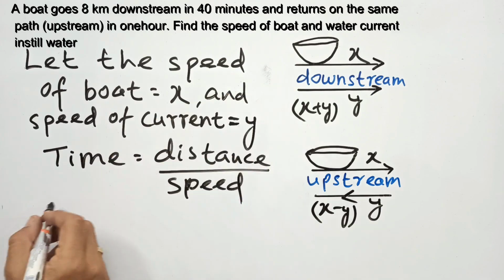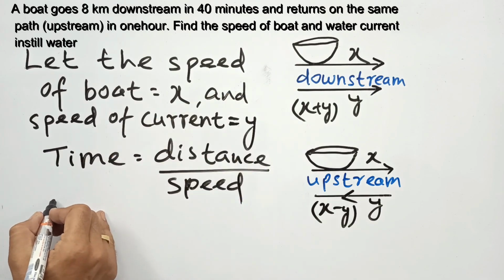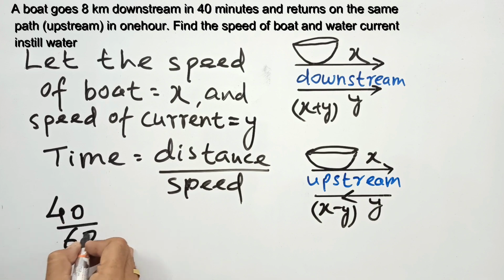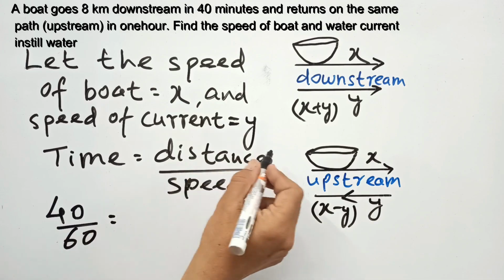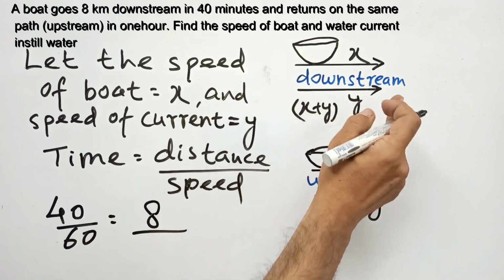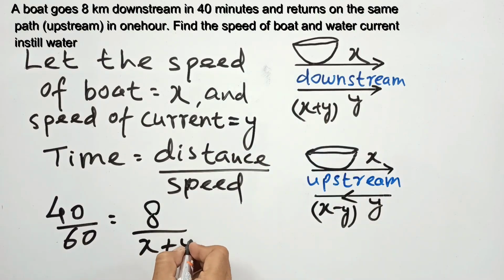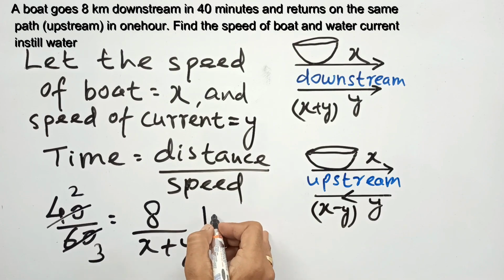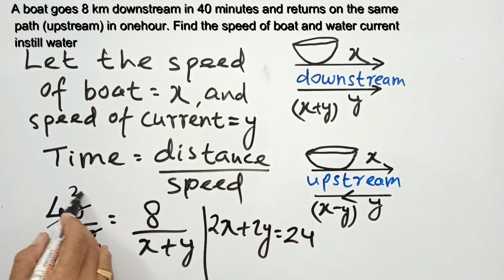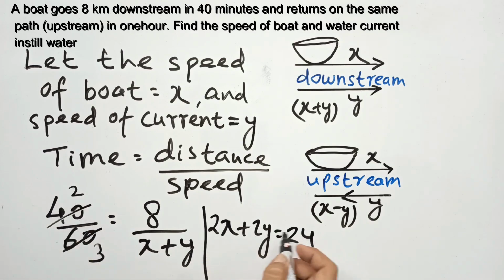So in the first case, time is 40 minutes, which means 40 upon 60 hour, distance is 8 kilometers, and the speed in the first case, the combined speed, is x plus y. By cross multiplication, 2x plus 2y is 24, we reduce it, so x plus y is equal to 12.